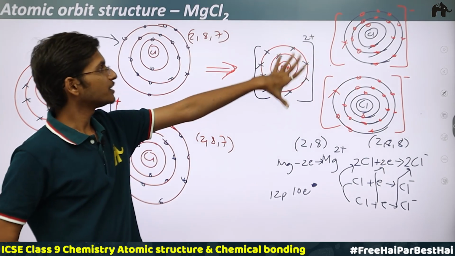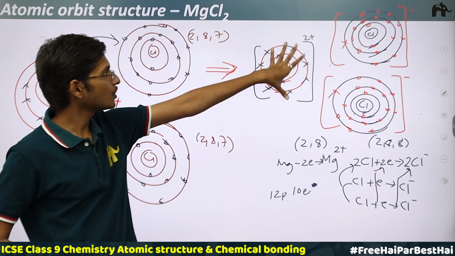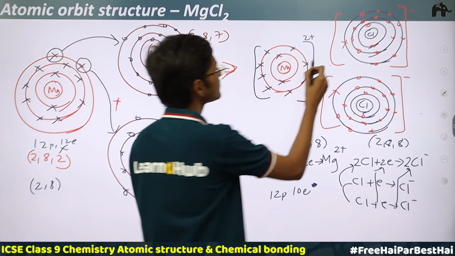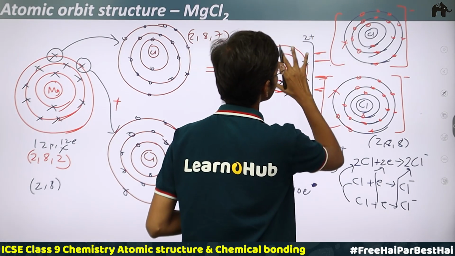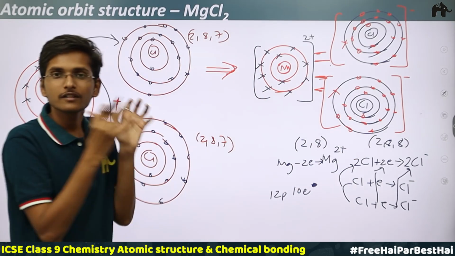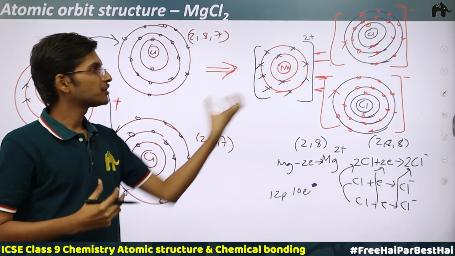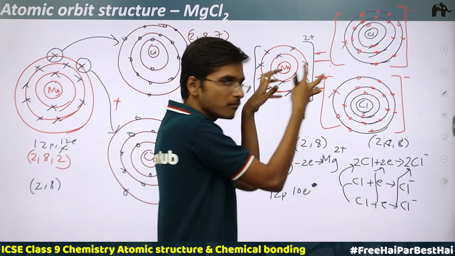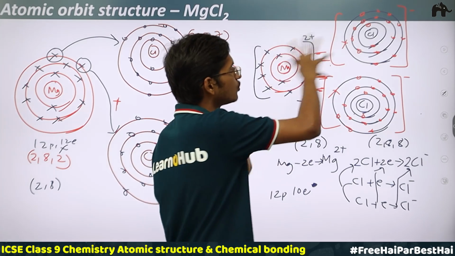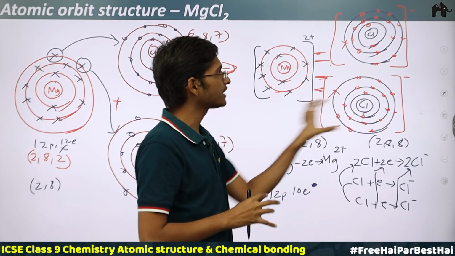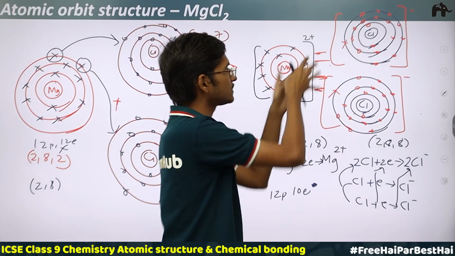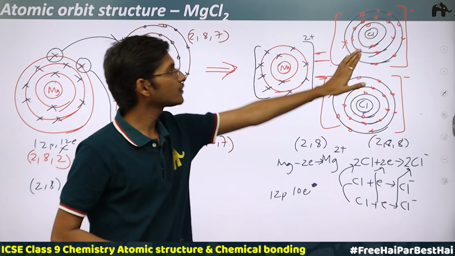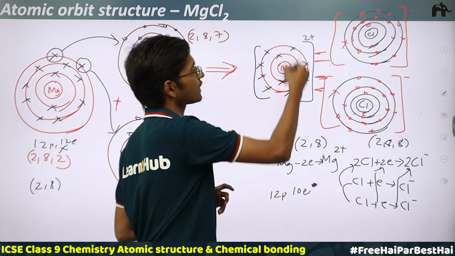Now between this positively charged magnesium ion and two negatively charged chloride ions, a positively charged ion and negatively charged ions, there is a force of attraction between them, and this force of attraction is binding them together, holding the ions together in this species. So this results in the formation of a chemical bond. And how is this forming? By transfer of electrons, right, by transfer of electrons.